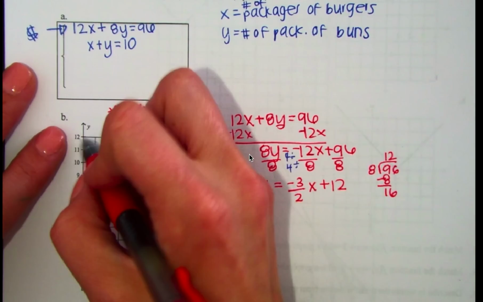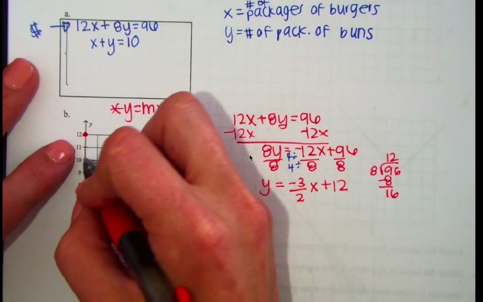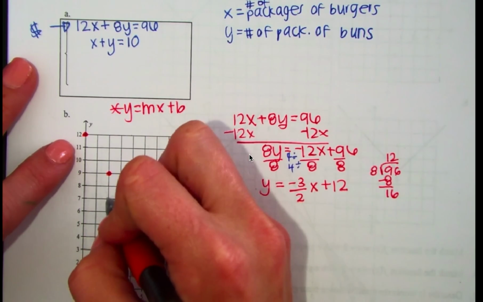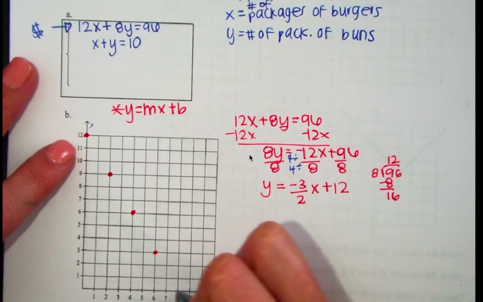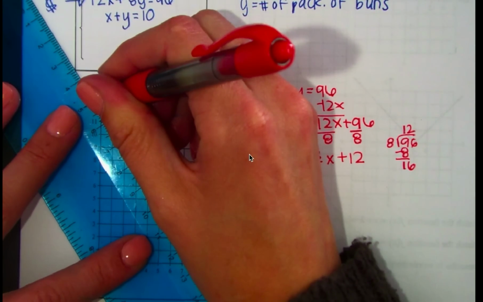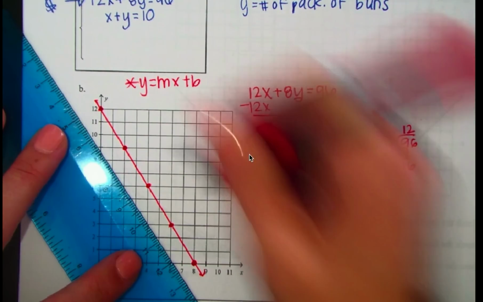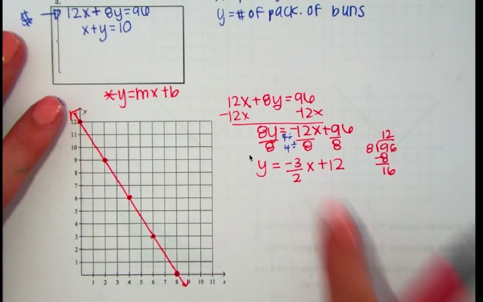So I'm going to go ahead and graph that first. I'm going to start up at 12. My slope is down 3 over 2. Down 3 over 2, and I continue doing that across my graph. And then I use this to draw my line. So there's my first line for my first equation.